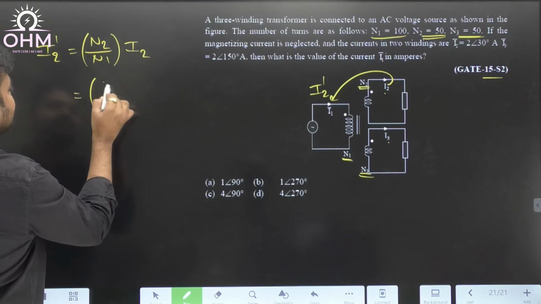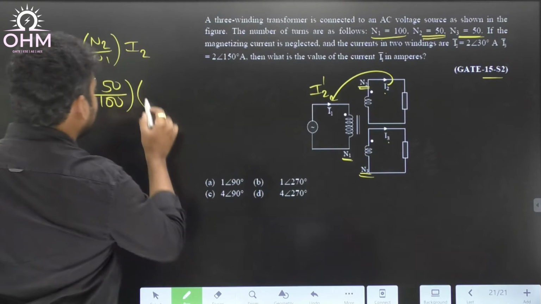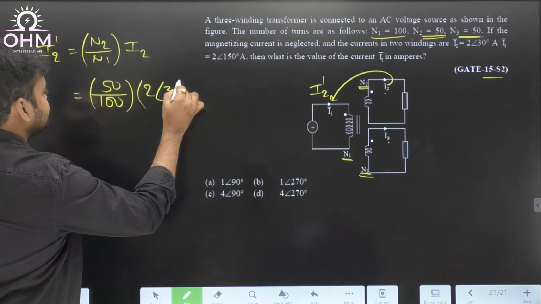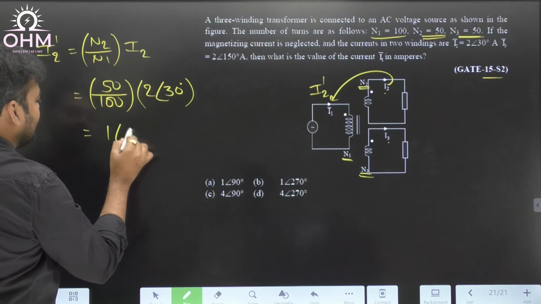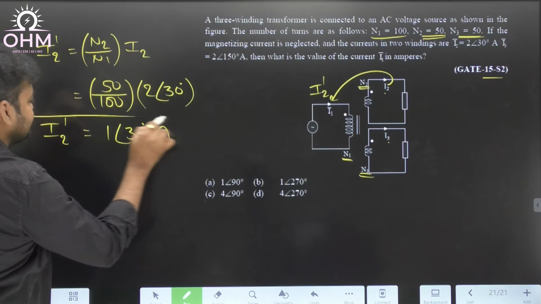What is N2 by N1? 50 by 100. What is I2 given in the problem? 2 at an angle 30 degrees. Therefore, what is the answer? 1 at an angle 30 degrees. This is going to be the current I2 dash.